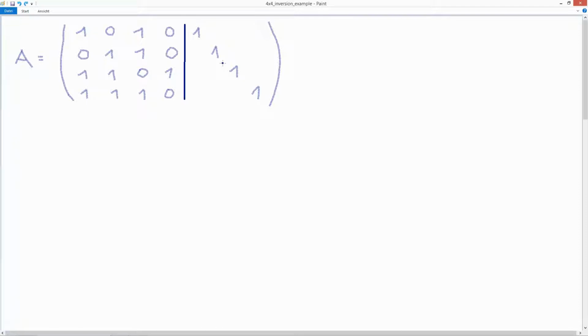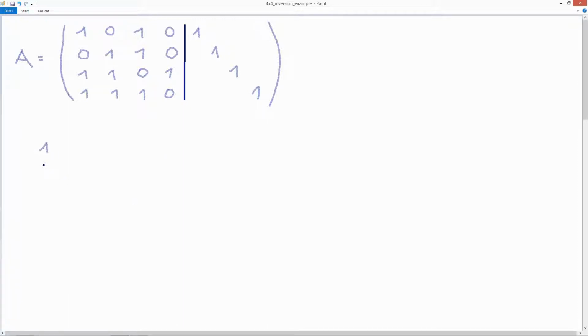Now we will pick two rows of this matrix. For example, the first row and the second row. And then we will write these two rows down again. Like this.